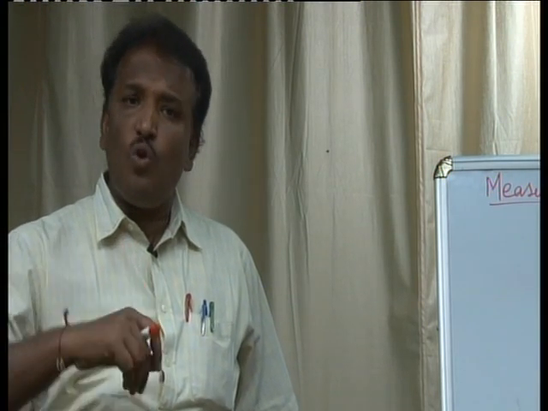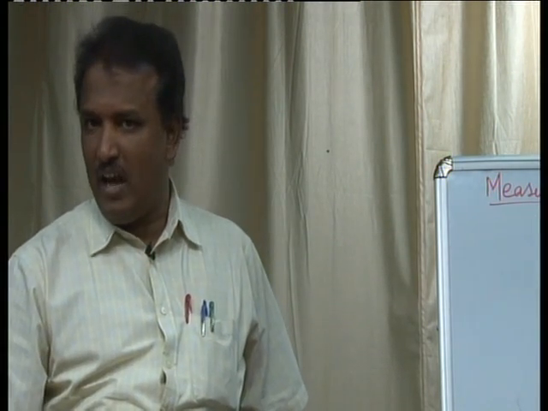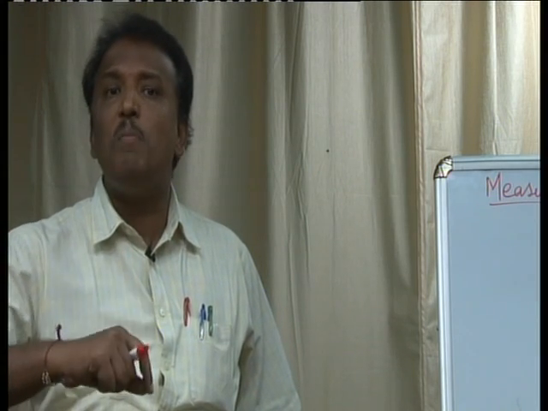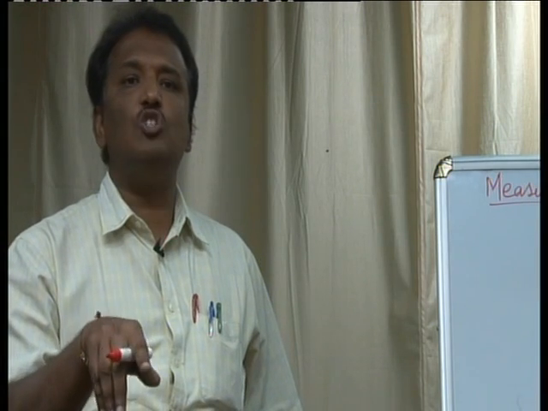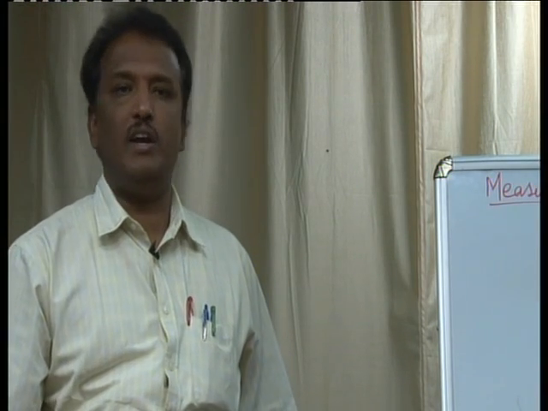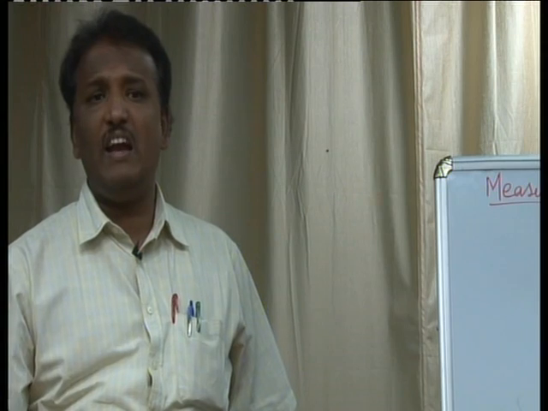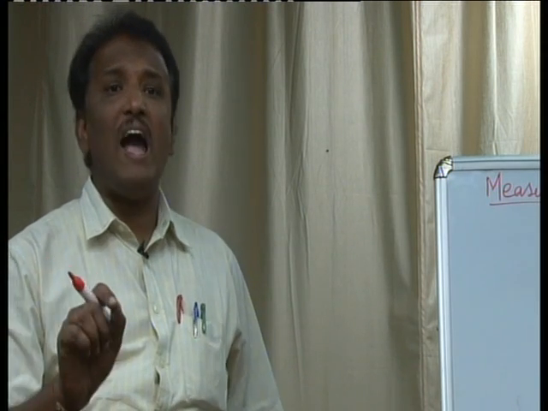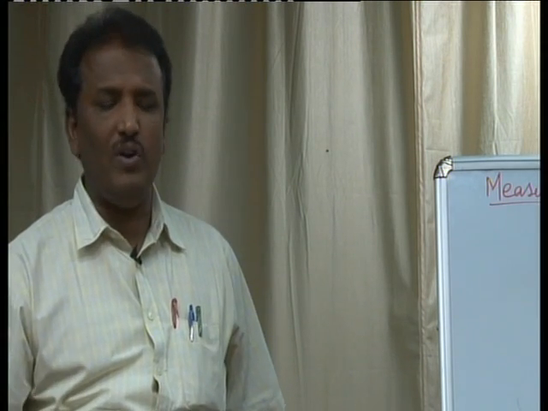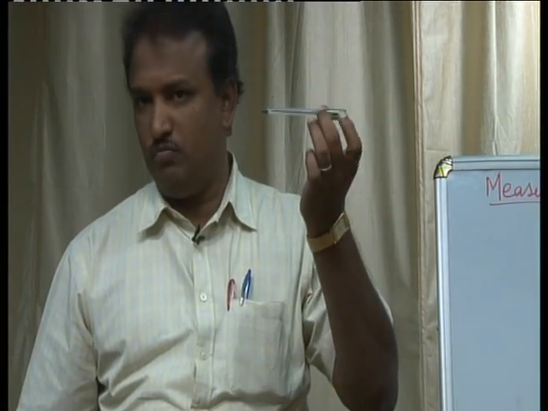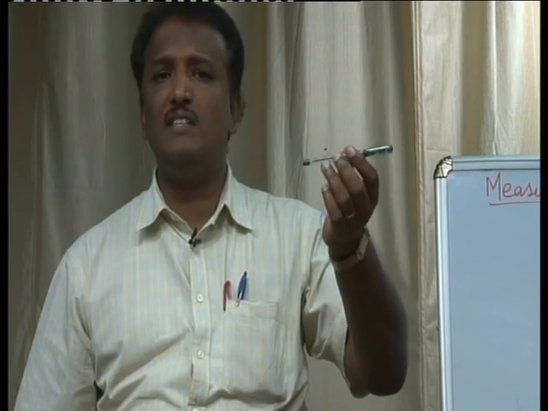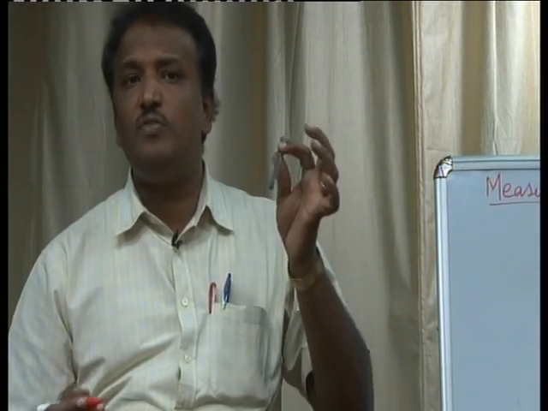Accuracy means how close our measurement is. I repeat, how close our measurement is to the actual value of a physical quantity. With only the naked eye, we cannot say. For example, suppose you are asked what is the length of this pen. Roughly you can say 5 or 6 centimeters, 7 centimeters like that. So, what is the actual length of this pen?